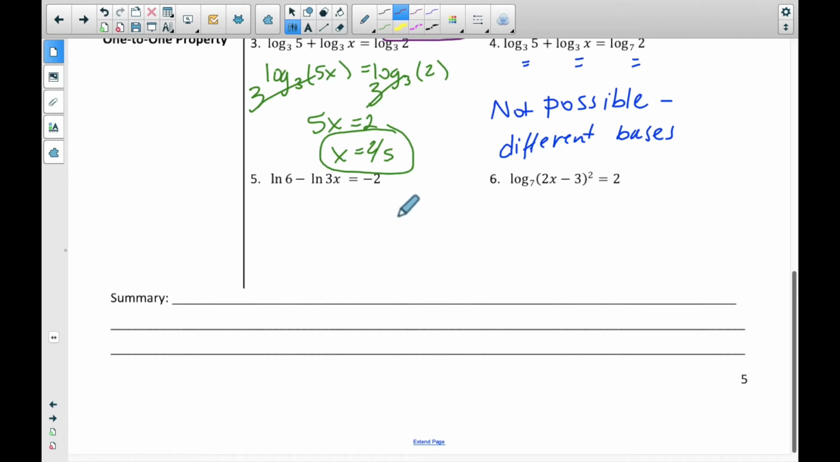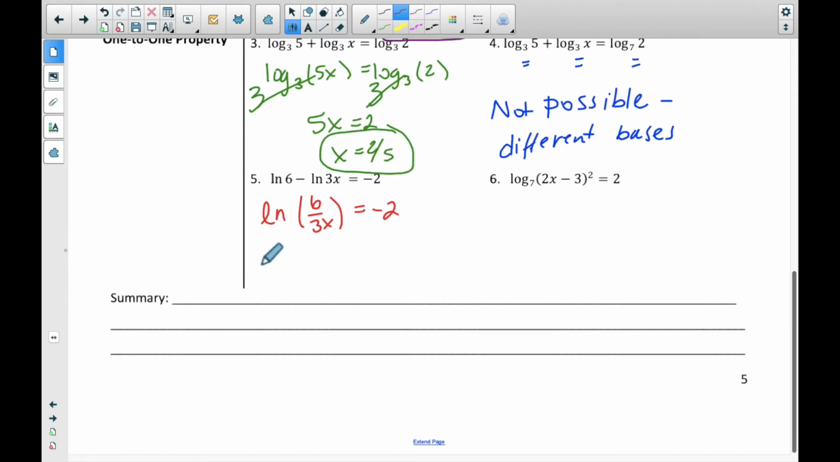This one is not the one-to-one property because they don't have a natural log on this side and a log on this side. Let's just take a look at what we would do though. What do you think you should do first? Probably combine those, right? And if we condense those, we get 6 over 3x. And now what? This is a natural log. What does natural log mean?